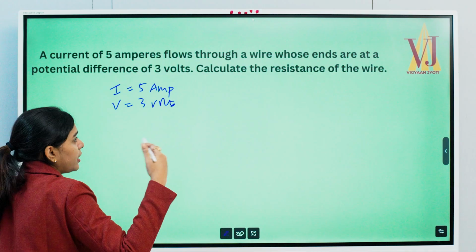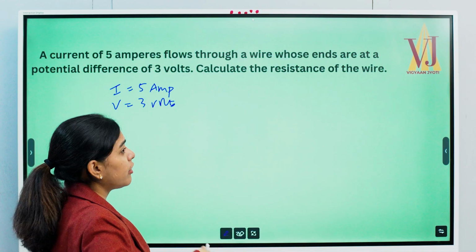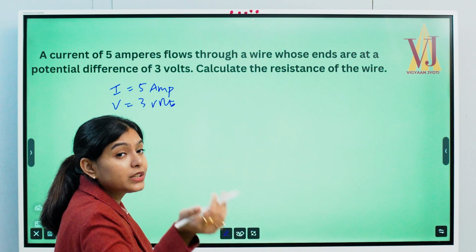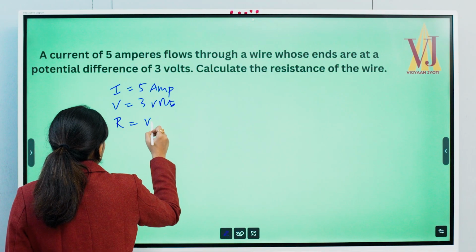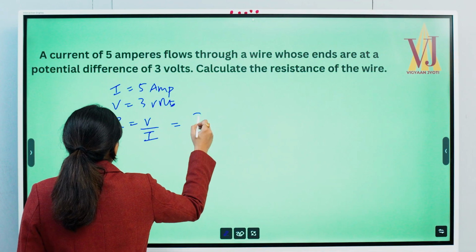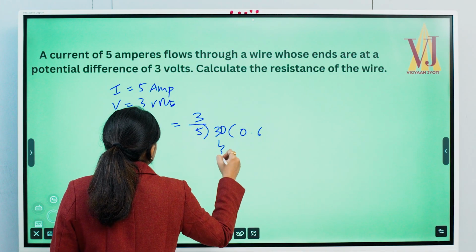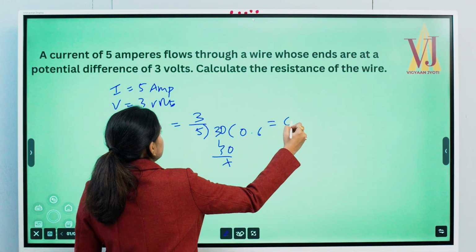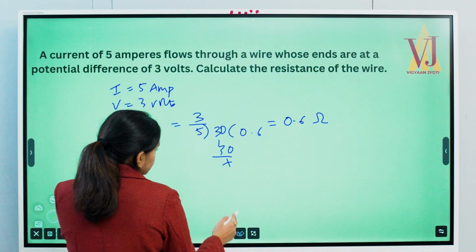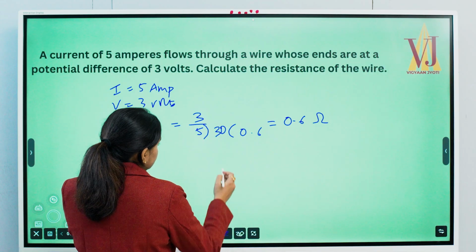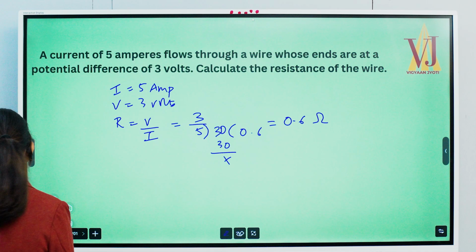In the first question I tried to find out the amount of current. In the next question we found out the amount of voltage. And in this question they're asking to find out resistance. So V by I, right? So there is 3 by 5. That means it will be 0.6. So what will be my resistance? 0.6 ohm. Fine. Understood? This is just playing around with the 3 variables.